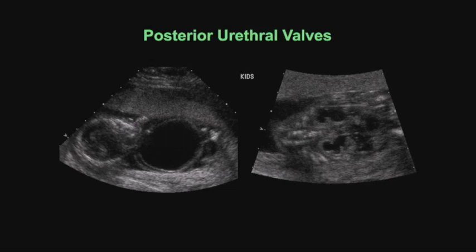So here's a fetus with posterior urethral valves. You can see there's oligohydramnios around the fluid, just a little bit of fluid, very large urinary bladder, and you can see the markedly dilated kidneys, and the kidneys have echogenic cortices on both sides. So that does suggest that there's renal dysplasia.